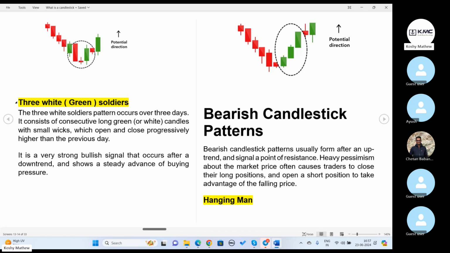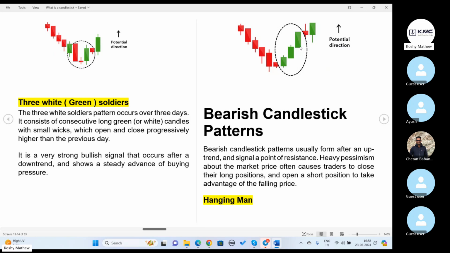So after that, three white green soldiers. I would only suggest using it on a daily basis. I will not suggest it for intraday players because it gives false signals. It happened about 2-3 times that my SL got hit, so after that I stopped trading it. Only if you're using a daily, weekly, or monthly chart, no problem, go with it. But on intraday, like 5 minutes, 10, 15, 30 minutes, I would say no, because the chances of failure are high.